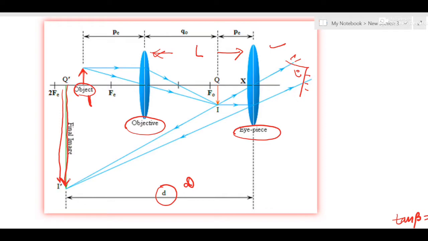In compound microscope there are two lenses. This is lens number 1, this is lens number 2. First is known as objective, second is known as eyepiece. Objective is towards the object and eyepiece is the one through which we see. And the distance between two lenses is called length of the tube, L.